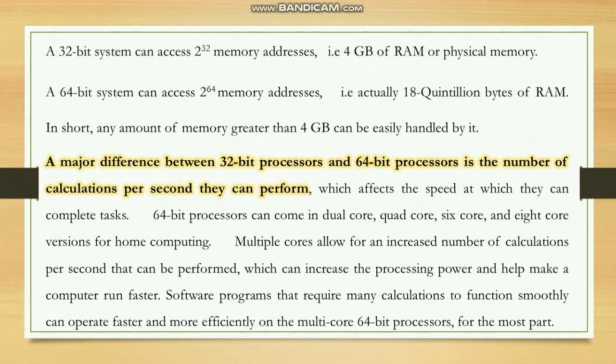2 raised to 32 means 2 multiplied by 2, 32 times. And that will be the maximum data a 32-bit memory could handle. It will be 4 GB of RAM only. But now 64-bit systems are also available.